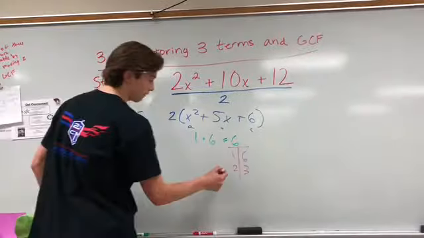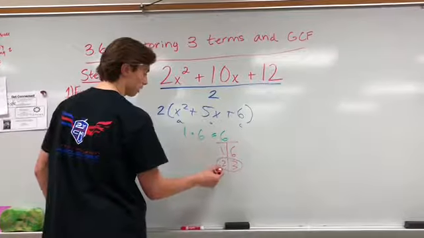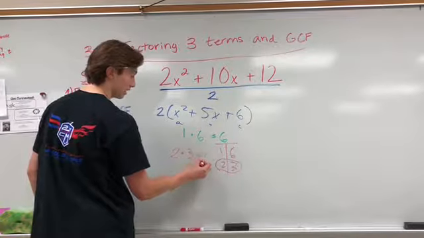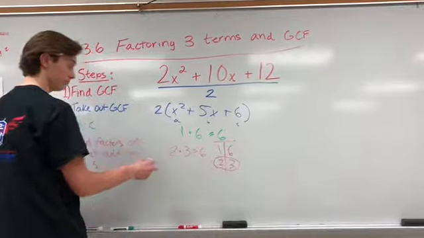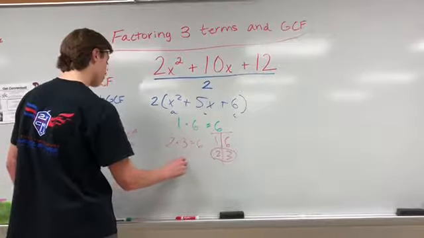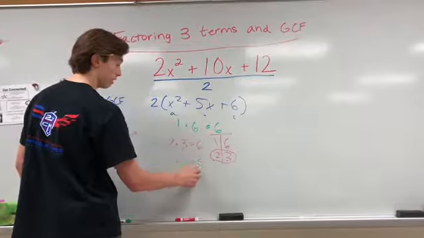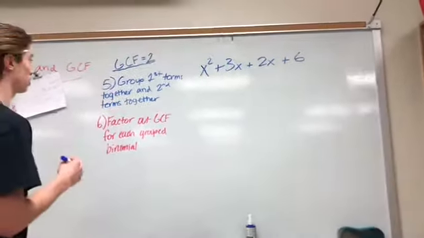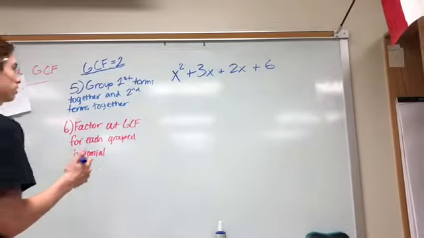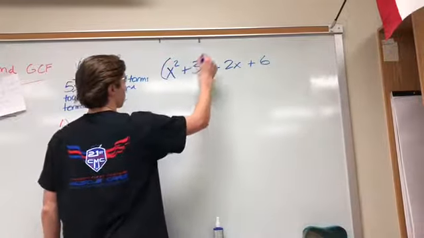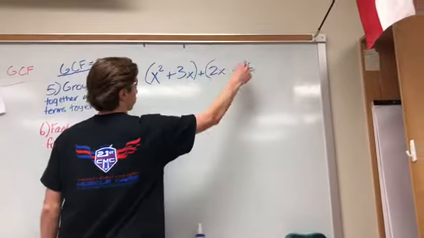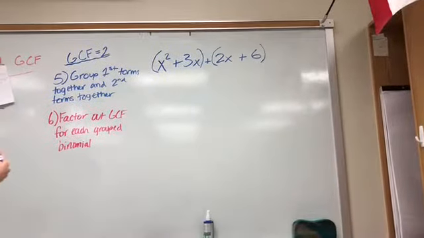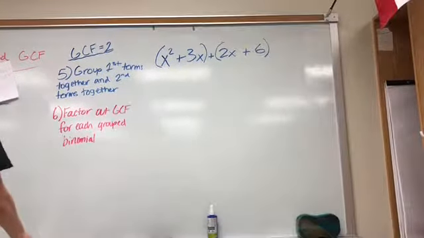Alright, so our factors 2 and 3 will work. So 2 times 3 equals 6, which is our C. And 2 plus 3 equals 5, which is our B. Okay, for the fifth step, we want to group the first terms together and the second terms together. So this is our first group term, and this is our second group term. Now, since we have our group terms, we need to factor out the GCF for each group binomial.